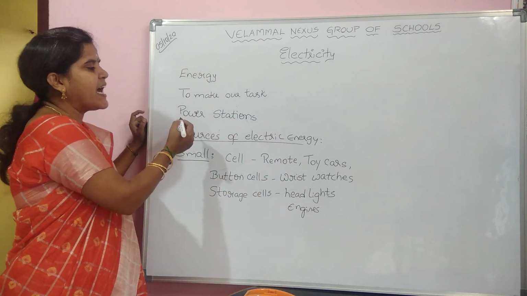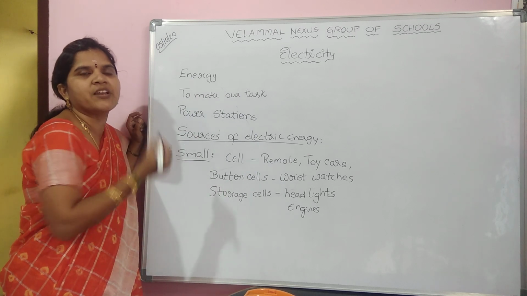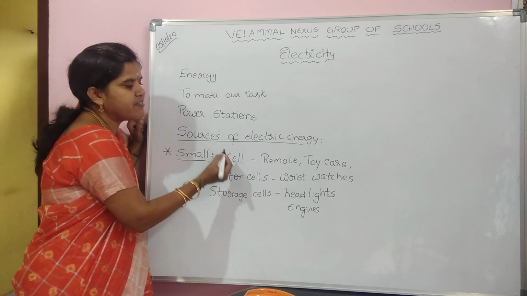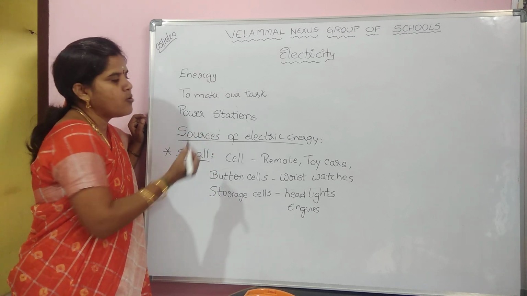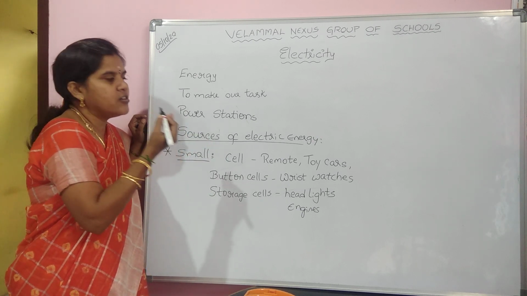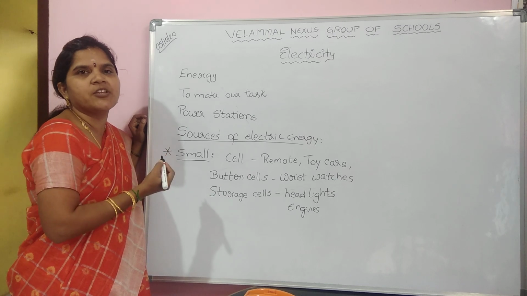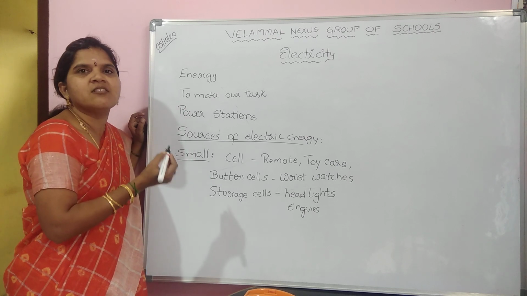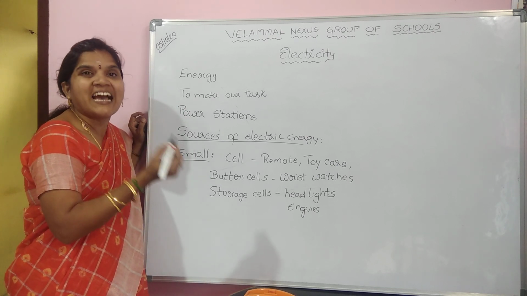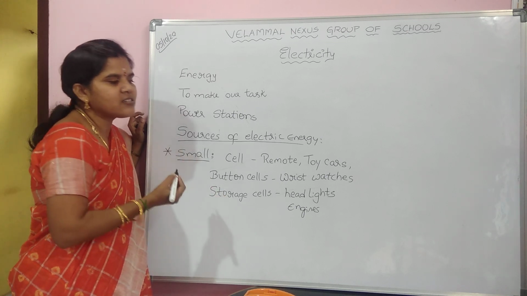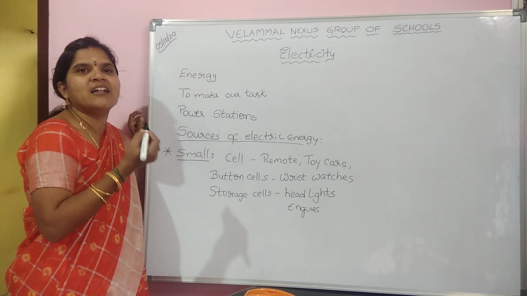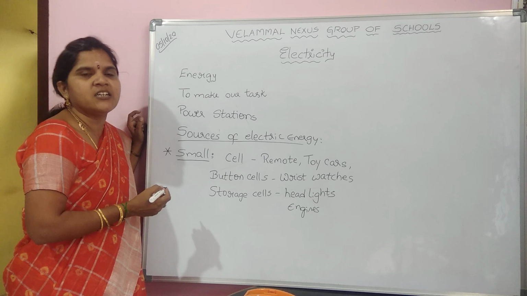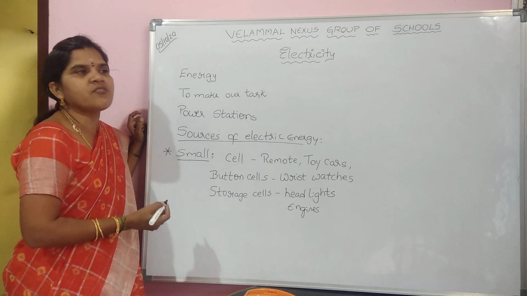I repeat, children. We have small sources of electrical energy and large sources of electrical energy. In small sources of electrical energy, we have cell, button cells, storage cells. Cells are being used in TV remotes and toy cars, whatever you play, and also in small clocks. Button cells we use in wristwatches and calculators. Storage cells we use in bikes and automobiles for lighting of the headlights, headlamps, and for starting of the engines. So these are the small sources of electrical energy.